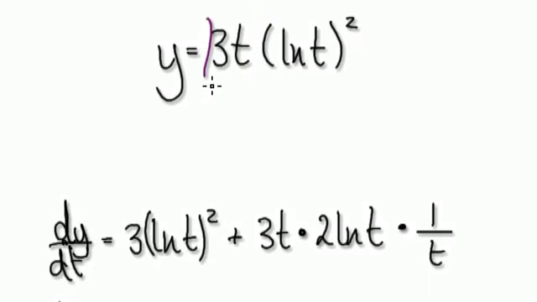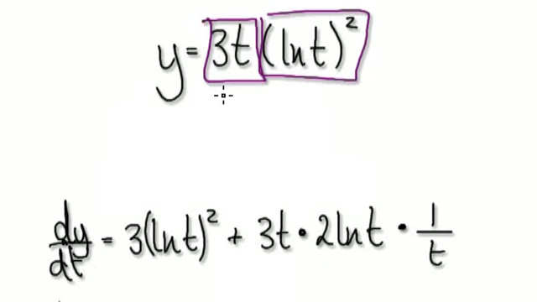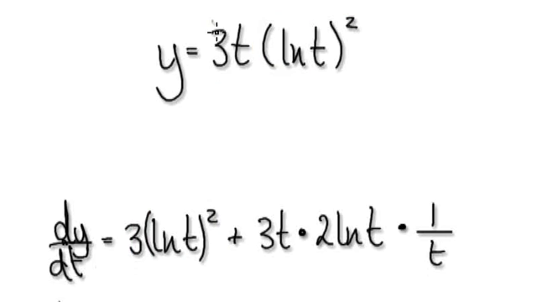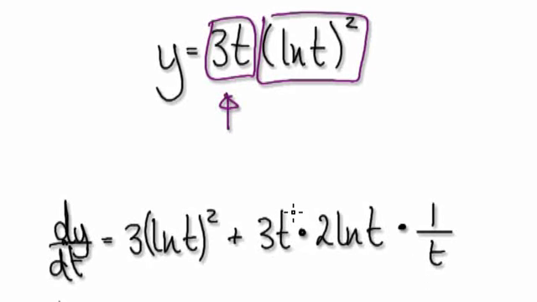So visualize this as one block multiplying another. The first step is differentiate this, leave this the same. So when you differentiate this, it will give you a 3. You leave this the same, giving you this here. And then the next step is to leave this the same and then differentiate this.